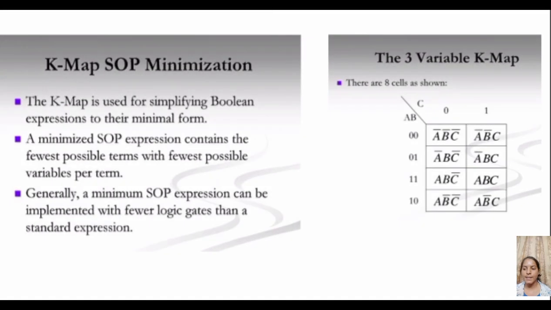Now let us see about the K-map SOP minimization. The K-map is used for simplifying Boolean expressions to their minimal form. A minimized SOP expression contains the fewest possible terms with the fewest possible variables per term. Generally, a minimum SOP expression can be implemented with fewer logic gates than a standard expression. The three variable K-map: in the three variable K-map, there are 8 cells as shown.